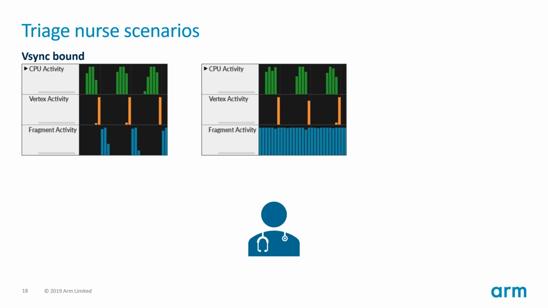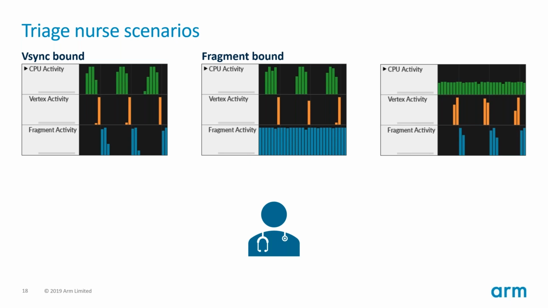In another scenario here, we can see that we still have the CPU and vertex activity coming in reasonably regularly, but the fragment activity is running almost flat out all of the time. If we're not hitting our FPS target, it's pretty clear for this application that we're fragment bound, so we need to go and optimize our fragment shaders or our rendering complexity in our fragment pass.